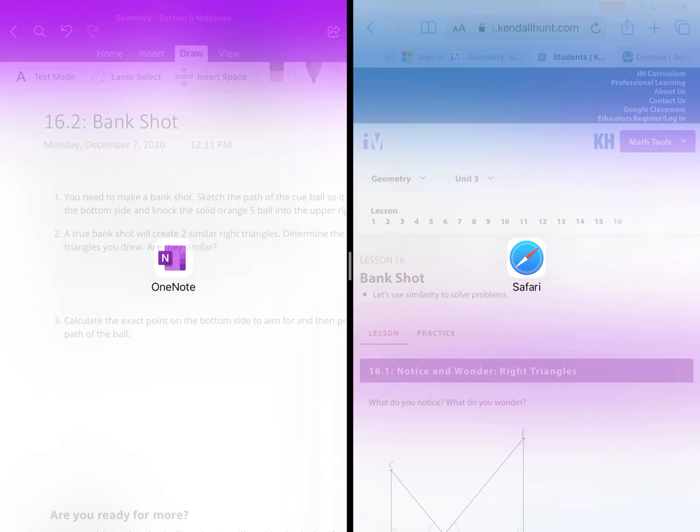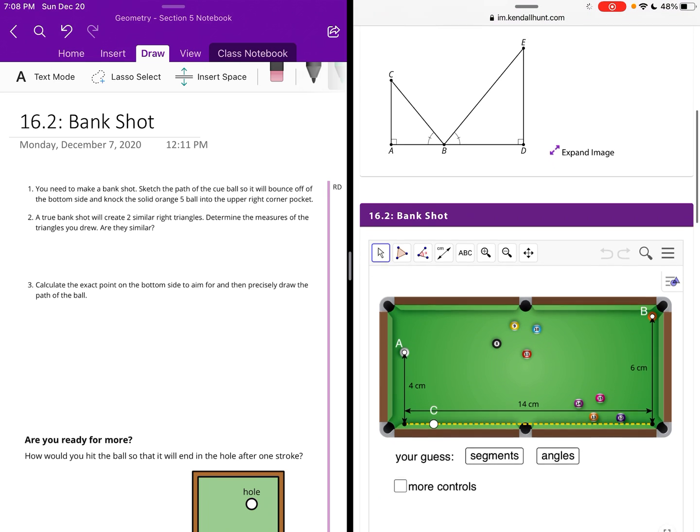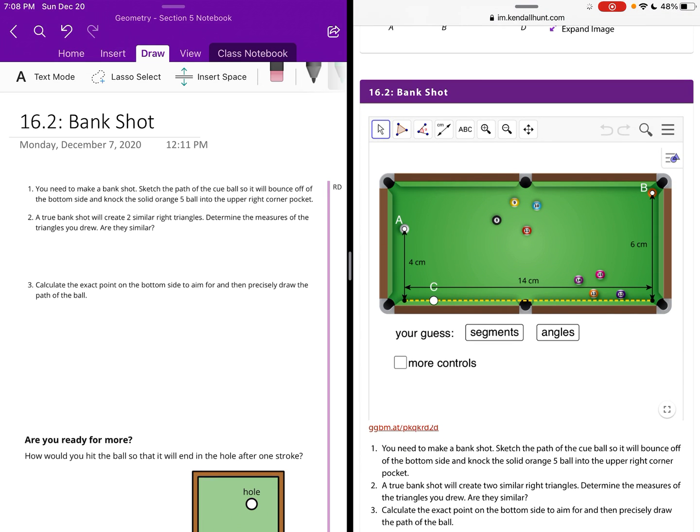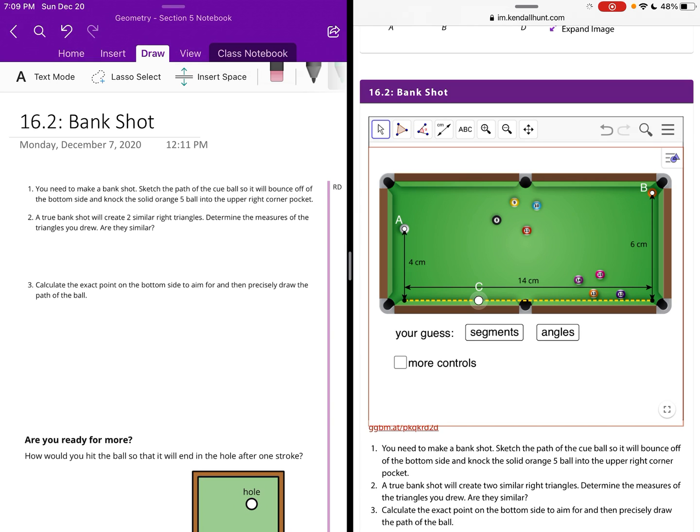And I'm going to do a little split screen here so we can see both sides. And you have this applet if you want to play around with it. We have here an applet where we can move things around. So we've got this white ball here, right? And we are trying to sketch the path of the cue ball where A is, so that it will, well, this isn't really a ball, but this is where the cue ball is going to bounce off the side of the pool table. And then we want it to hit that orange 5 ball, which is where point B is, so that it will go into the pocket, right?